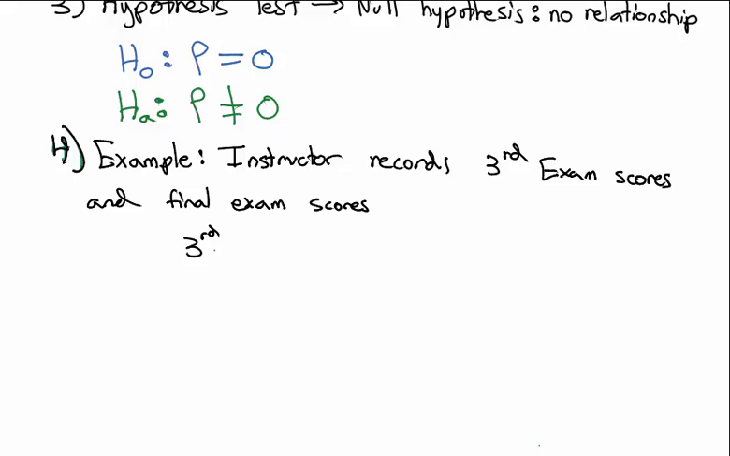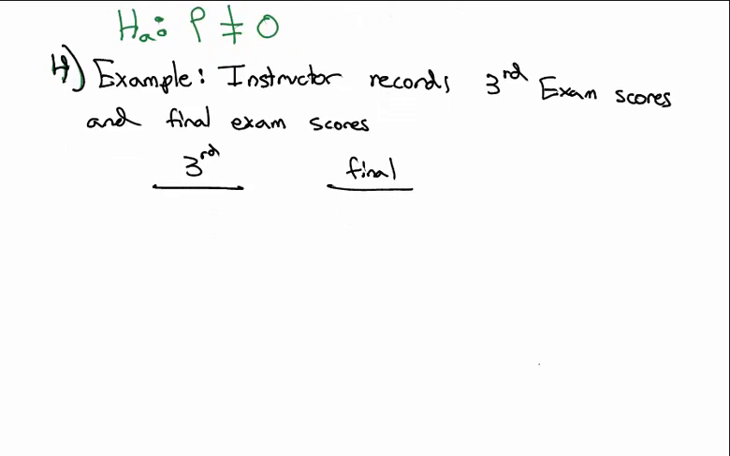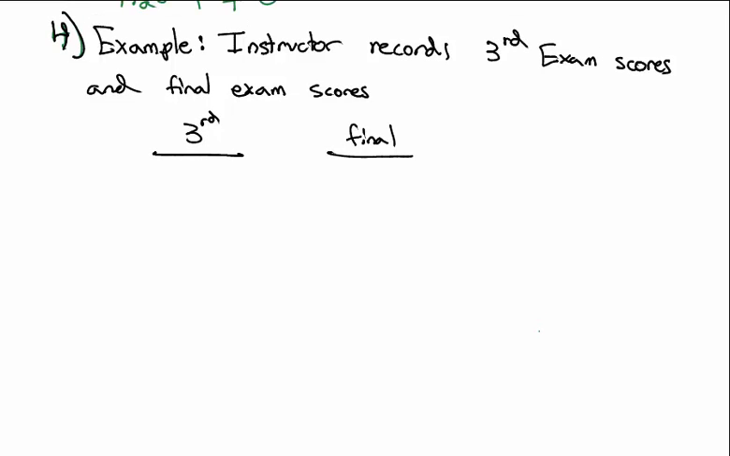So the third exam and the final exam. Student gets a 65 on the third, they got 175 on the final. They got a 67, 133 on the final. Got a 71, 185 on the final. Another 71 gives a 163 on the final.